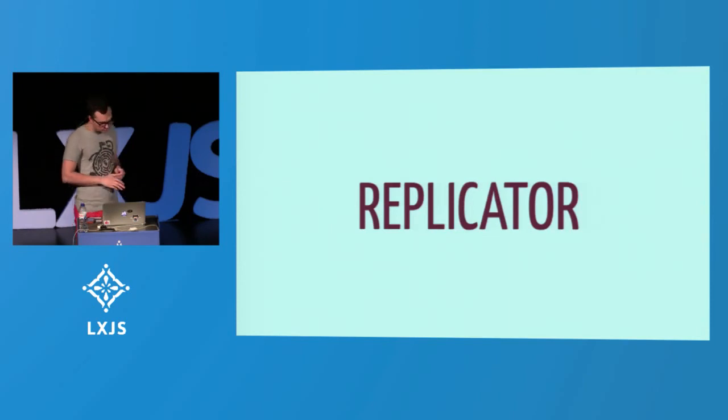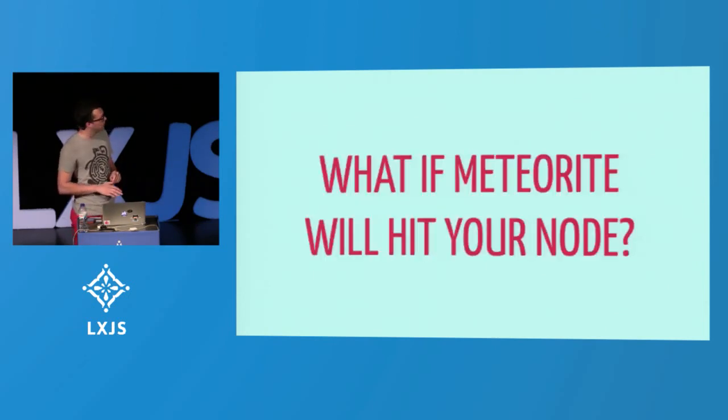Let's talk about replication. I mentioned this as one of the management tasks. Let's look at how it works for Backpack. That's the question we ask when we start doing something. What if a METEORITE will hit your node? We call it meteorite-driven development because we don't want downtime. We want to work even if some nodes are crashed by a METEORITE.